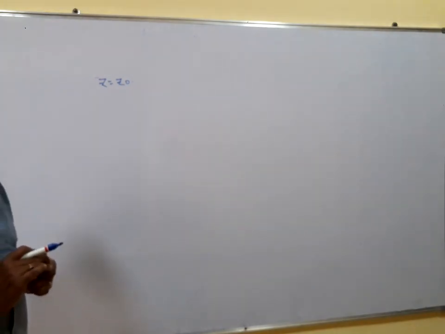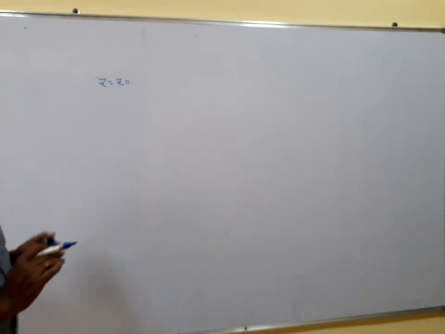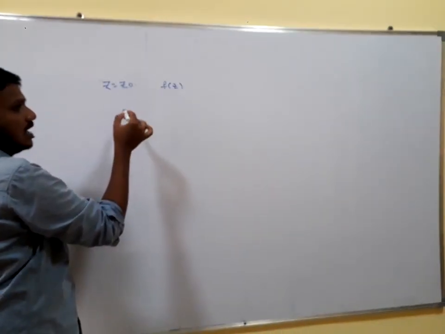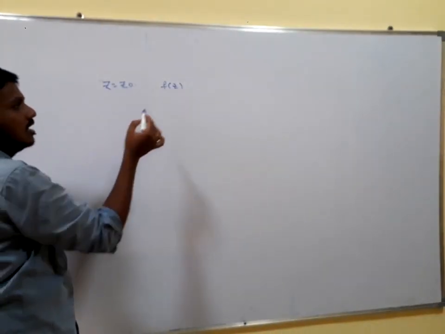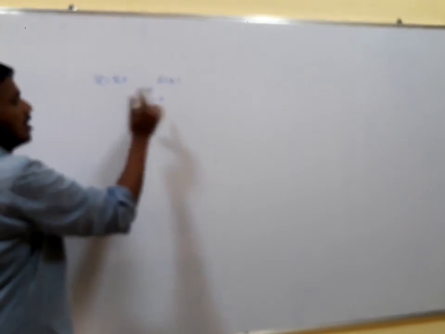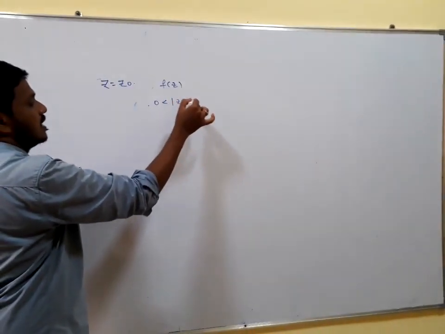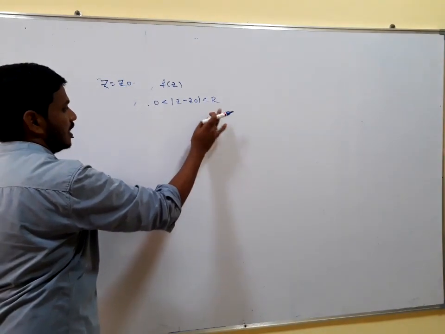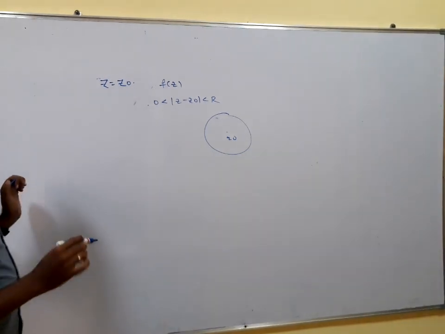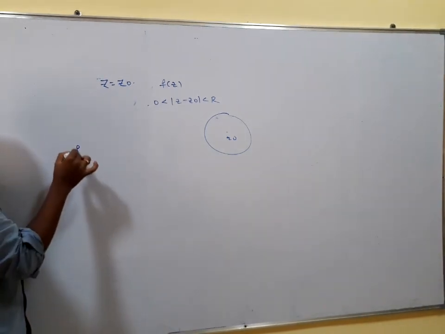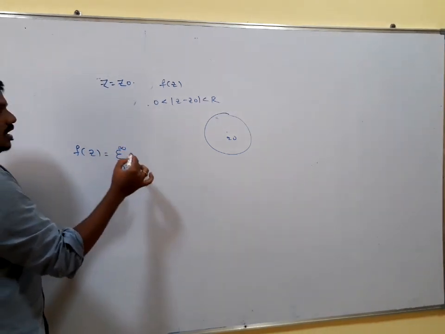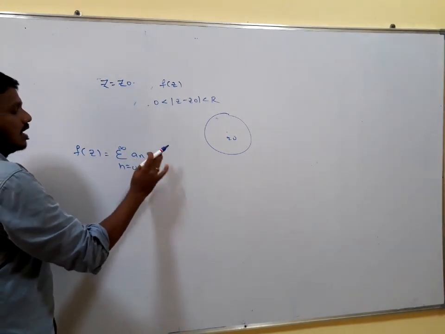Suppose I am taking z equals z naught as an isolated singular point, and the function f of z is analytic in the deleted neighborhood of z equals z naught. The deleted neighborhood of z equals z naught is represented by 0 less than mod z minus z naught less than r. That means this is the deleted neighborhood of z naught, right? Then we know that the Laurent series expansion of f of z is given by f of z equals summation n equals 0 to infinity a n into z minus z naught, about z naught.